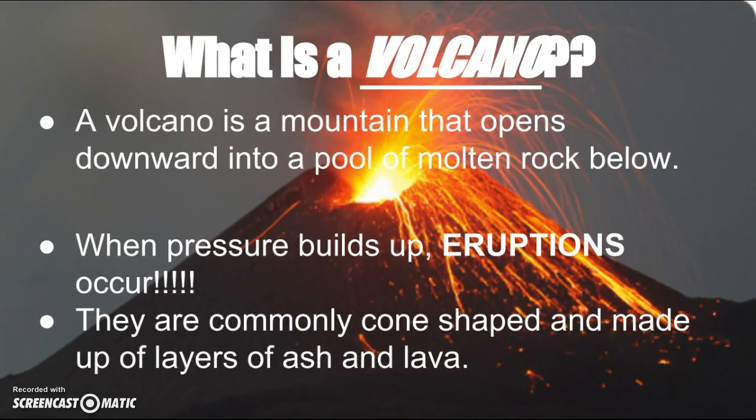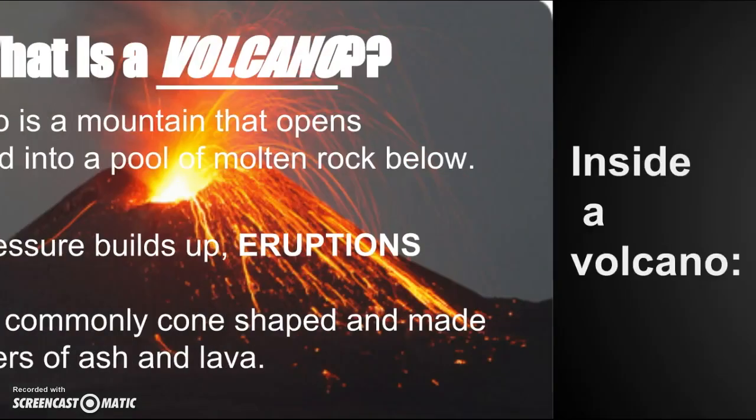So first, what is a volcano? A volcano is a mountain that opens downward into a pool of molten rock below. Molten rock means liquid rock, so it's a mountain that has an opening with liquid rock below it. When pressure from within the earth builds up within this mountain, it will force the liquid rock up and eruptions will occur. Volcanoes are commonly cone-shaped and made up of layers of ash and lava.